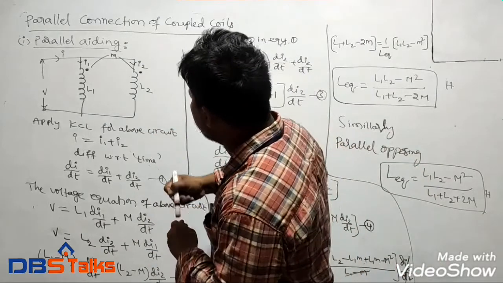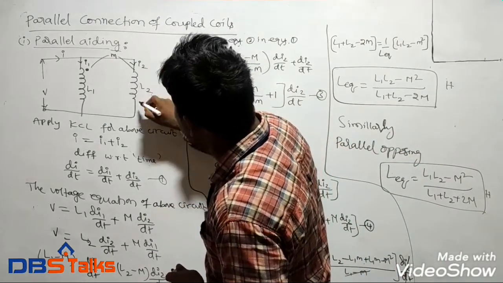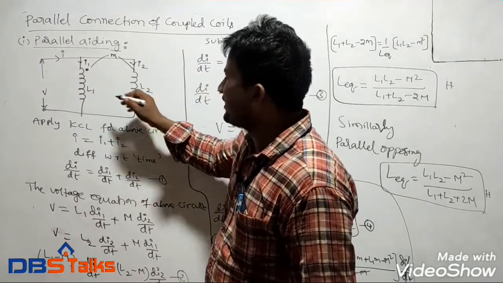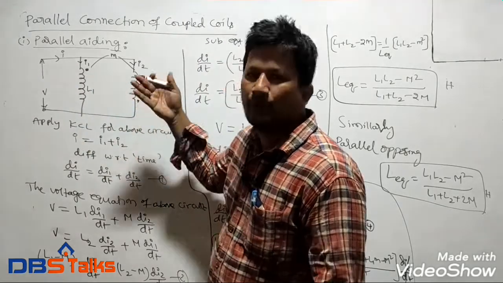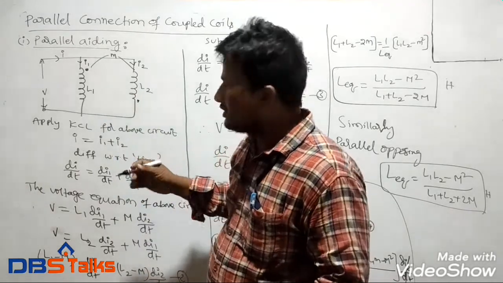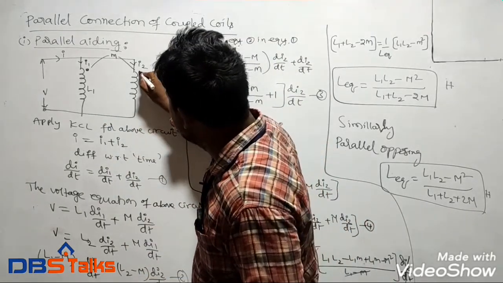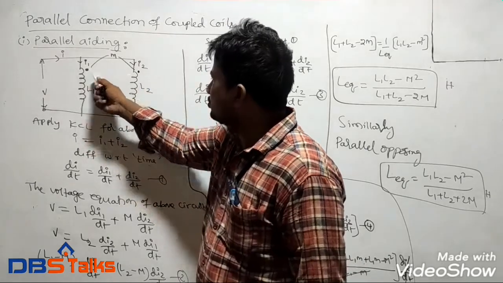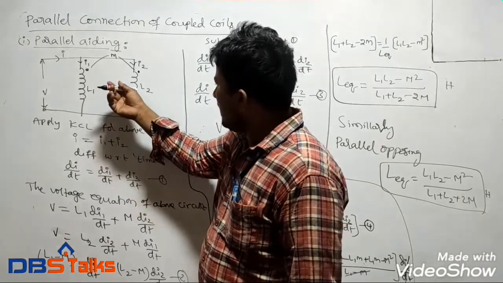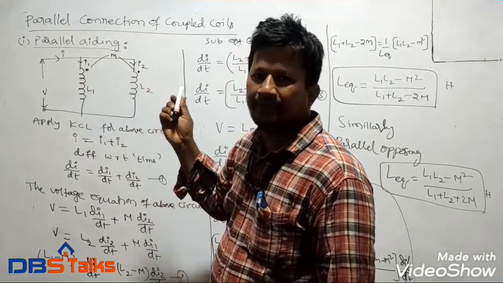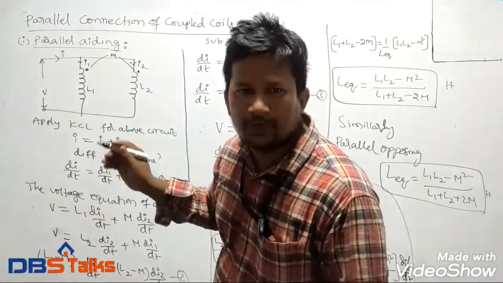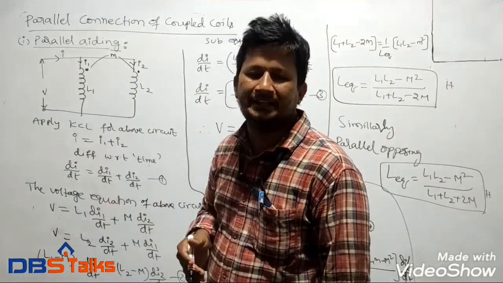Suppose the dot position is like this, or suppose the dot position is like this. Then these two dot positions are different. That's why it is parallel opposing. Now our case is parallel aiding because these two coils are connected in parallel and the dot position is also the same. So this coupled circuit is under parallel aiding.